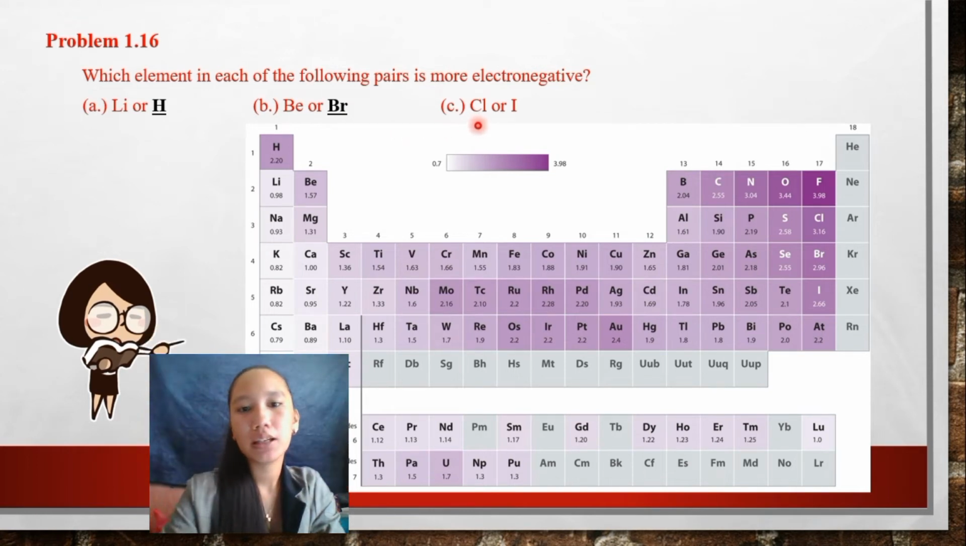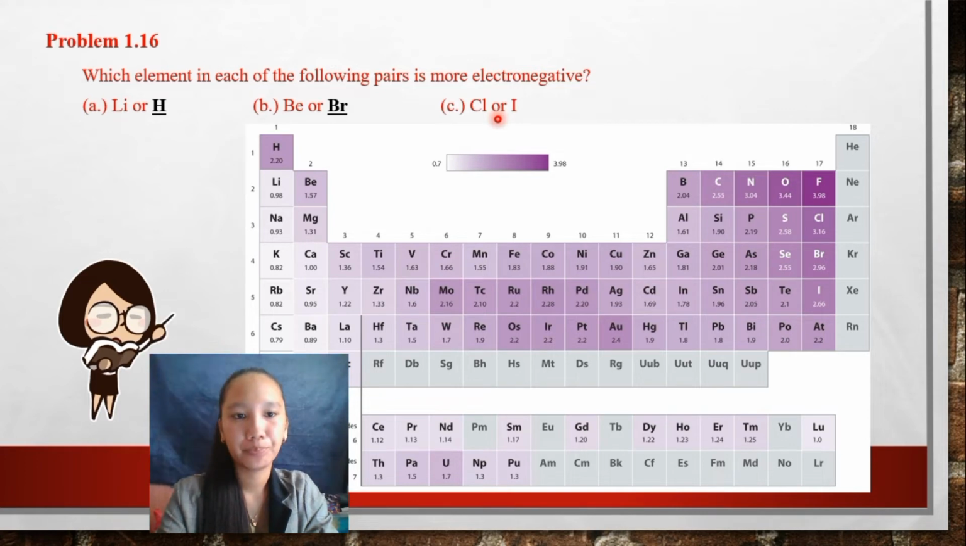Letter C, Cl or I. We have here Cl and I. Cl's electronegativity value is 3.16 and I's electronegativity value is 2.66. Comparing these two elements, we can already see that Cl is more electronegative than I because Cl's electronegativity is greater than I. Therefore, our answer is Cl.